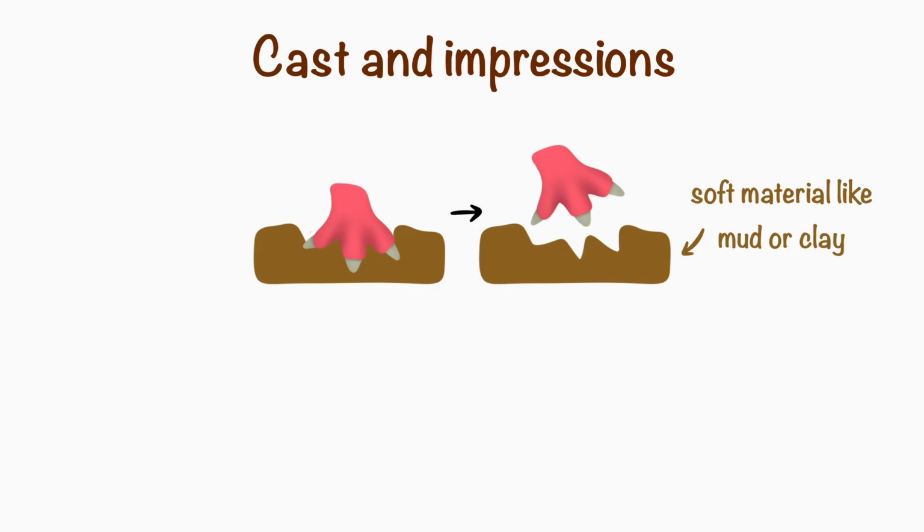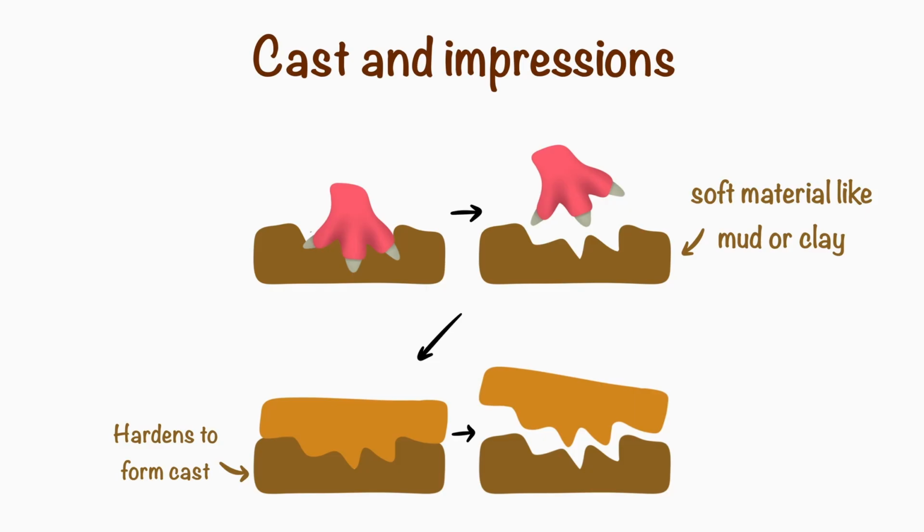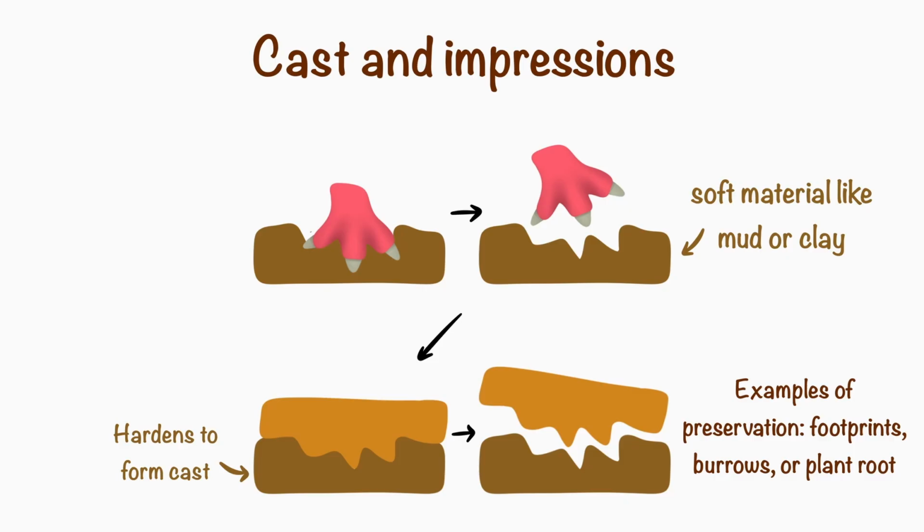The second way fossils can form is through casts and impressions. Sometimes, an organism may leave an imprint in soft material like mud or clay. Later, material hardens around the imprinted area, leaving behind a cast. Things like footprints, burrows, or plant roots can also create impressions in soft sediments, which are preserved when the material hardens. These trace fossils don't contain any actual parts of the organism, but they provide evidence of its existence and behavior.